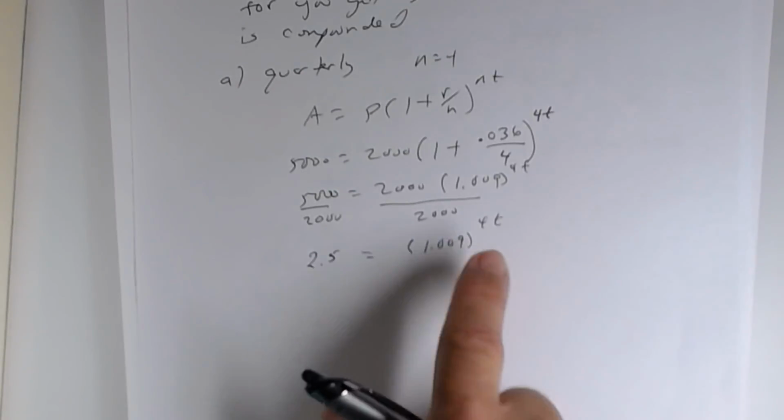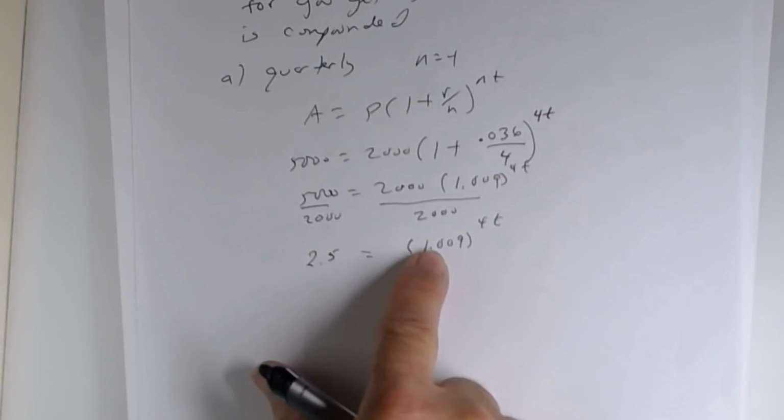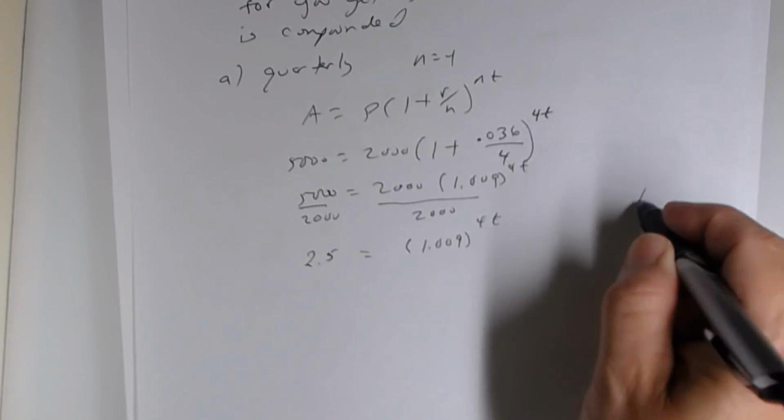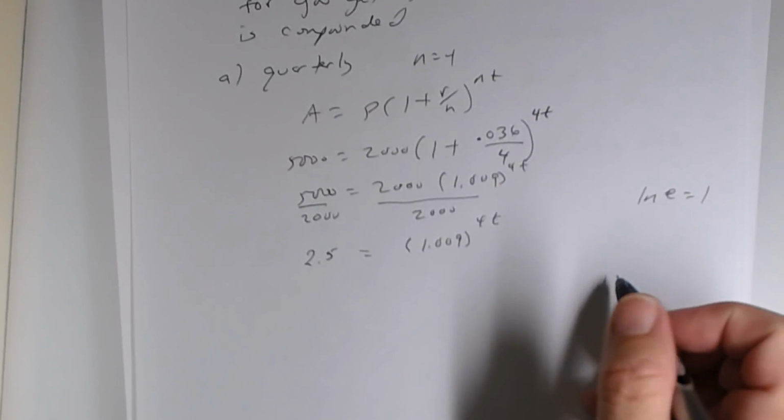All right. Now, I want to get t, right? So how do I get t out of the exponent? Take the log of both sides. You can take the common log or you can take the natural log. It doesn't matter. But if the base was e, you'd use which one? Natural. The natural log. Very good. Because the natural log of e is equal to what? 1. That was on that back page.